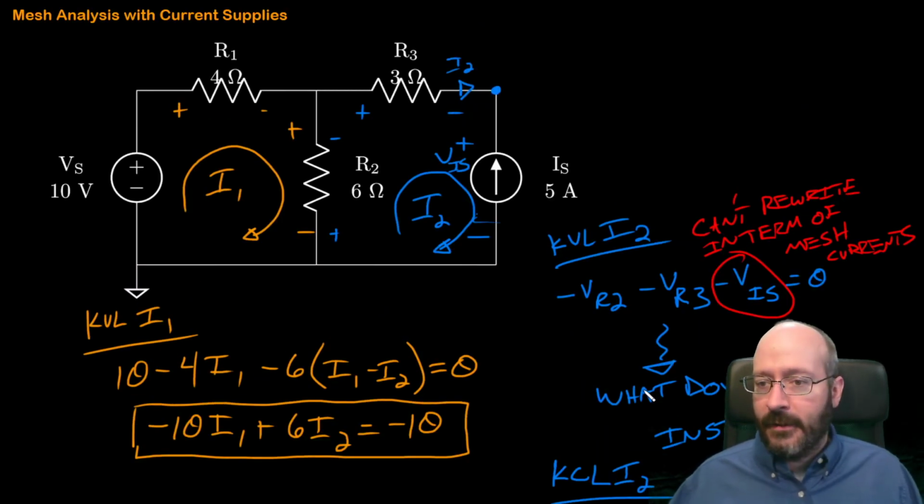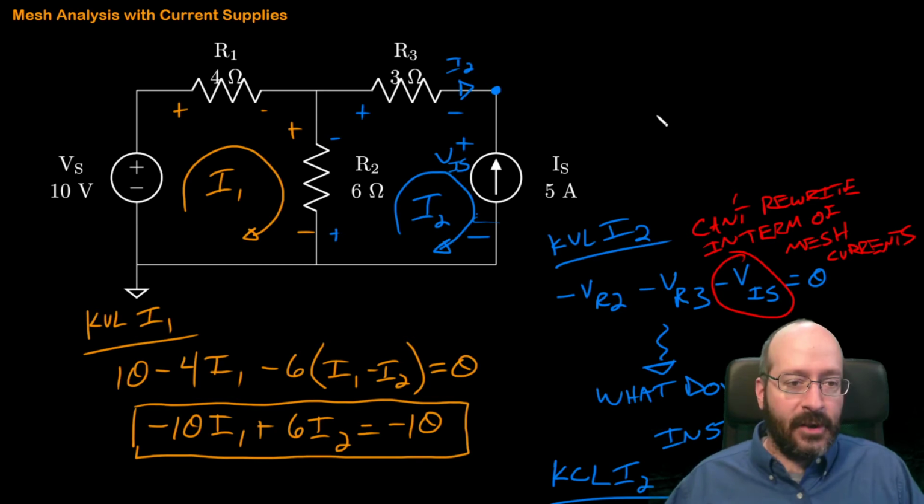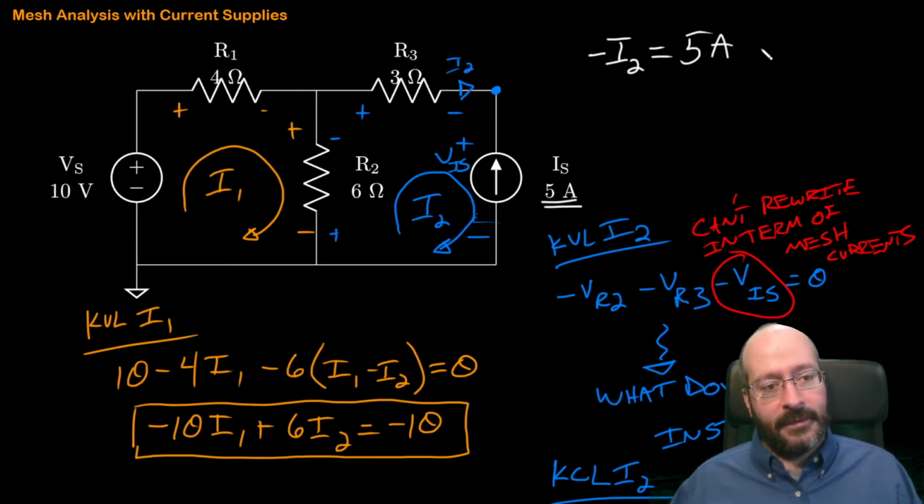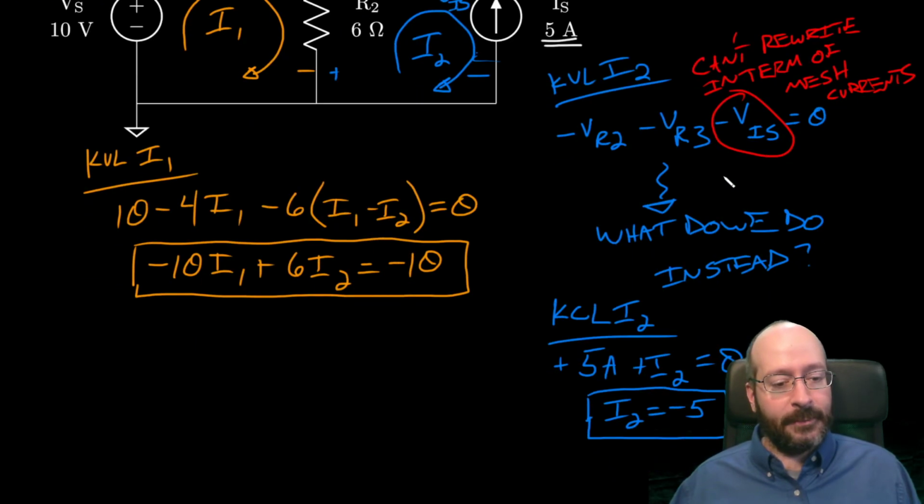I'll do it up here. I could have gotten to that quicker by saying, does I1 touch it? No, it doesn't, so I'm not going to write I1. Does I2 touch it? Yes, it does. Does it flow in the same or opposite direction? It flows in the opposite direction, so it's a negative. So negative I2. Okay, now once I go through all those mesh currents, I can say that's equal to 5 amps. So negative I2 is equal to 5 amps.